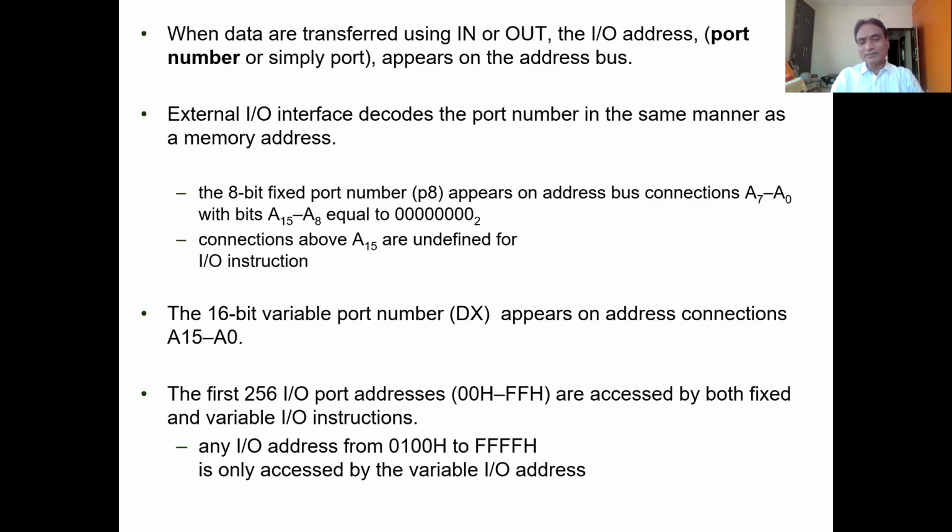Whereas in variable port addressing, the port address is 16 bits. The first location can be 0000 and the last location can be FFFF, so the total is 65K locations. Out of these, the first 256 IO addresses, from 00 to FF, are accessed by both fixed and variable port instructions. Any IO address from 0100 to FFFF is only accessed by variable port addressing. If you add 1 to FF, it becomes 0100.